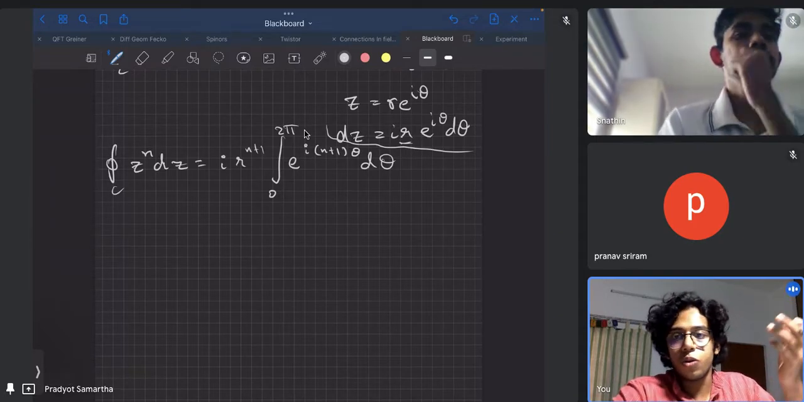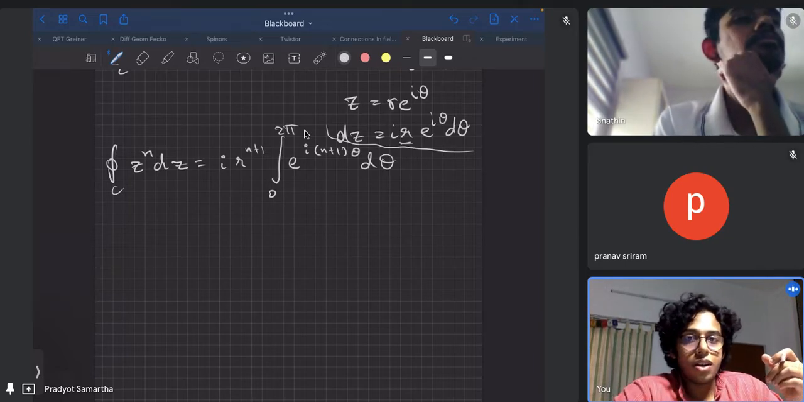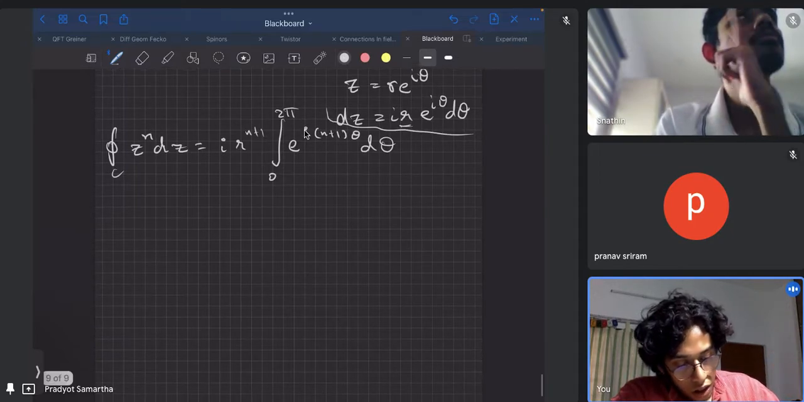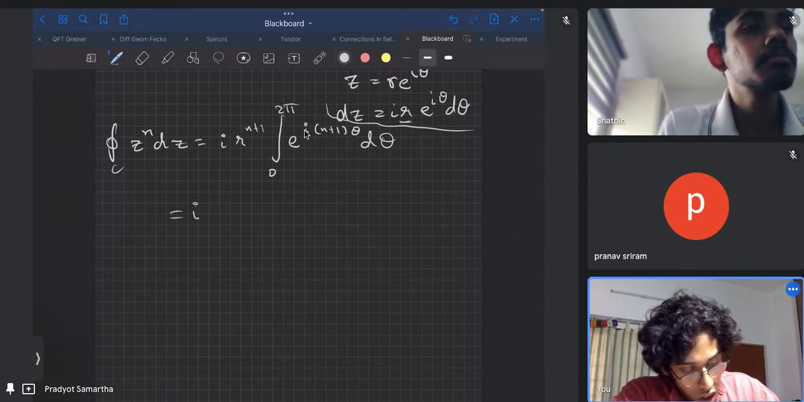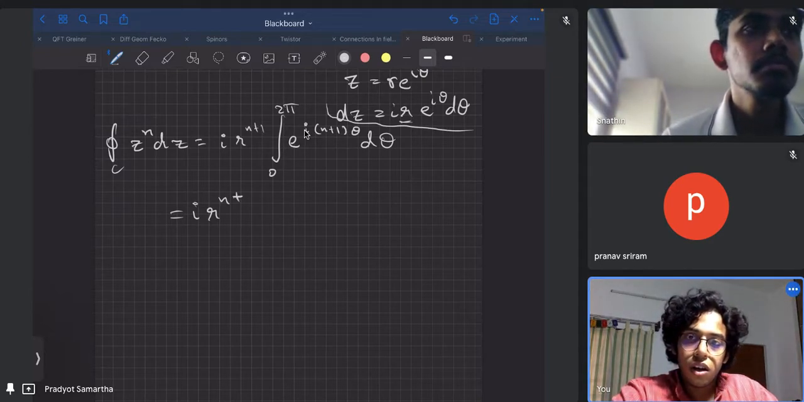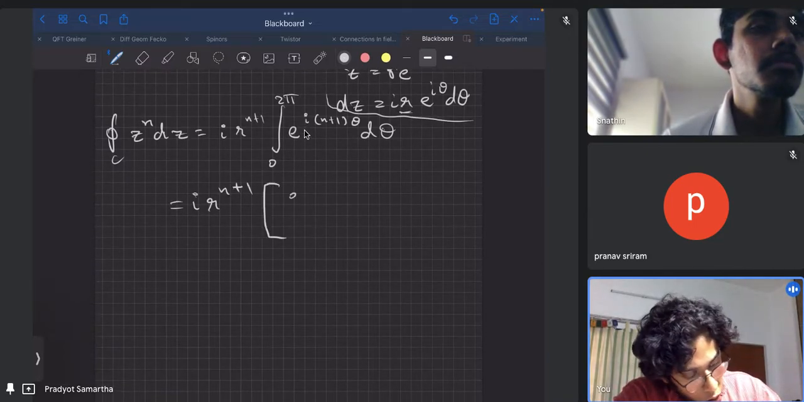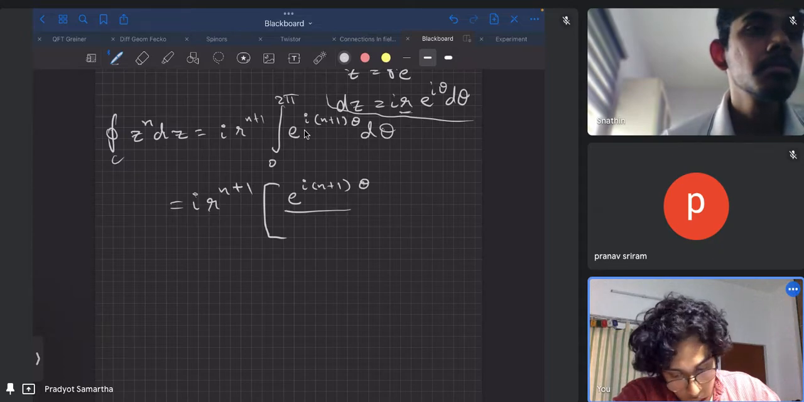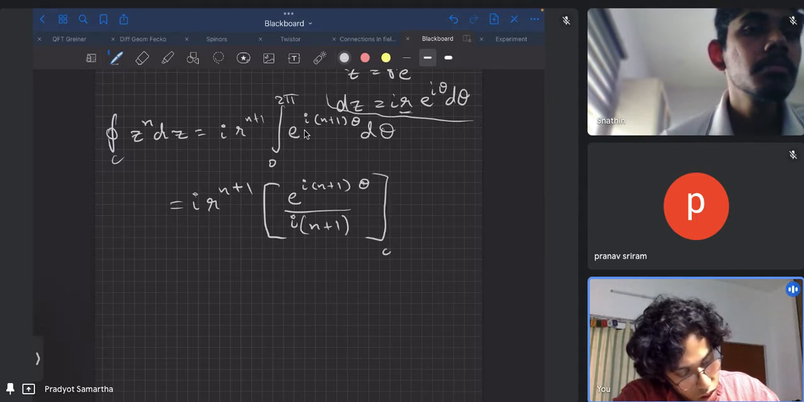So you don't really need to specify that. You can just say r is a constant and then you can pull it out here, essentially giving you the same thing. Then you have this equals i r^(n+1). Right, let's just look at this: e to the power of i(n+1)θ by i(n+1), from limit 0 to 2π, is equal to 0.